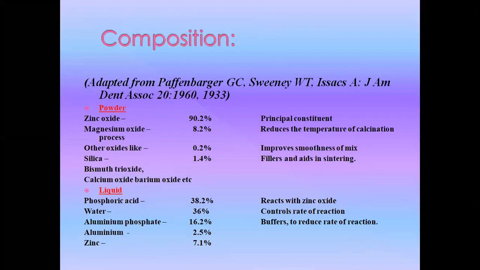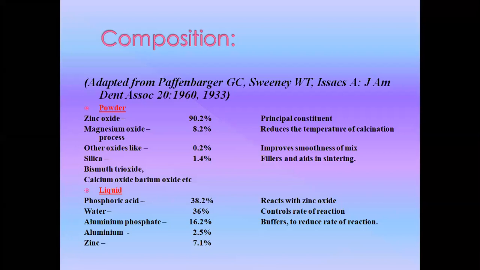If you see the composition here: zinc oxide, magnesium oxide, other oxides, silica, bismuth trioxide. It doesn't have any fluoride in its composition. Zinc phosphate is not a fluoride releasing cement. I'll tell you the order of fluoride release, but if the question asks which one is not a fluoride releasing cement and zinc phosphate is an option, you can select it.